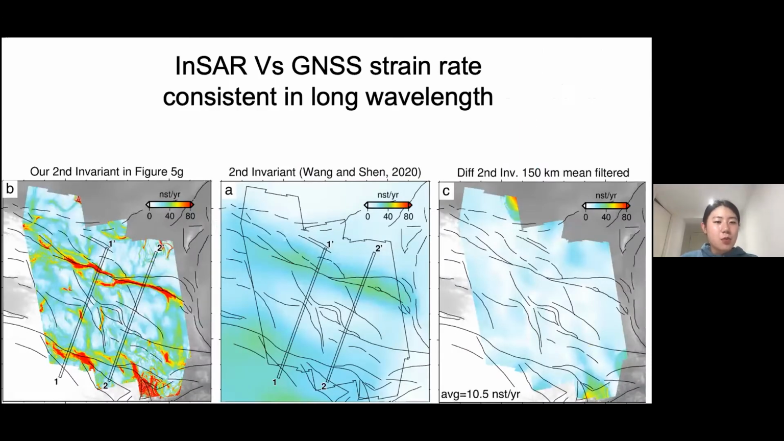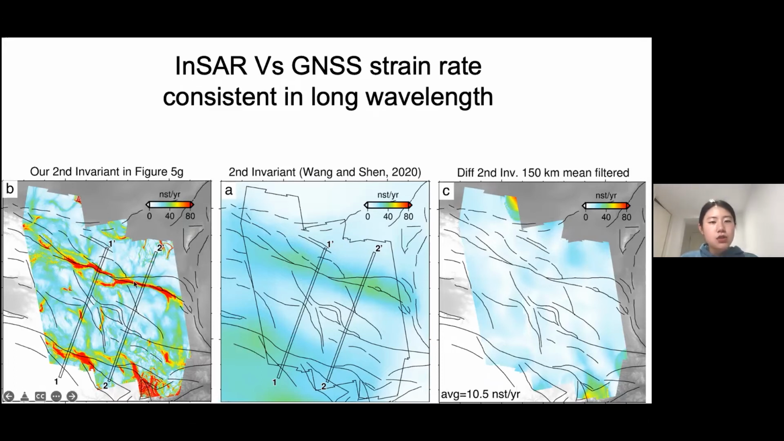Here, let me present a comparison between an InSAR strain rate and a GPS-derived strain rate. So this is our InSAR strain rate, and the second panel is a GPS strain rate published by Wang and Shen 2020. We can see the main features are similar, which are the Haiyuan and East Kunlun faults. But the wavelength of the features are a lot longer in the GPS-derived strain rate fields, because the GPS measurements are much more sparsely dotted around the area.